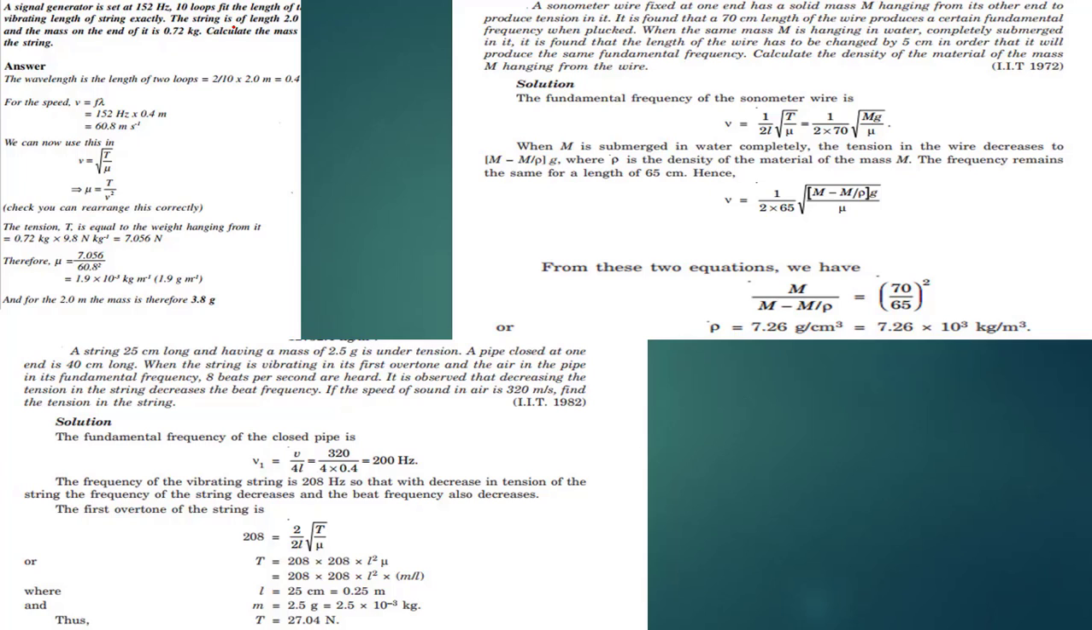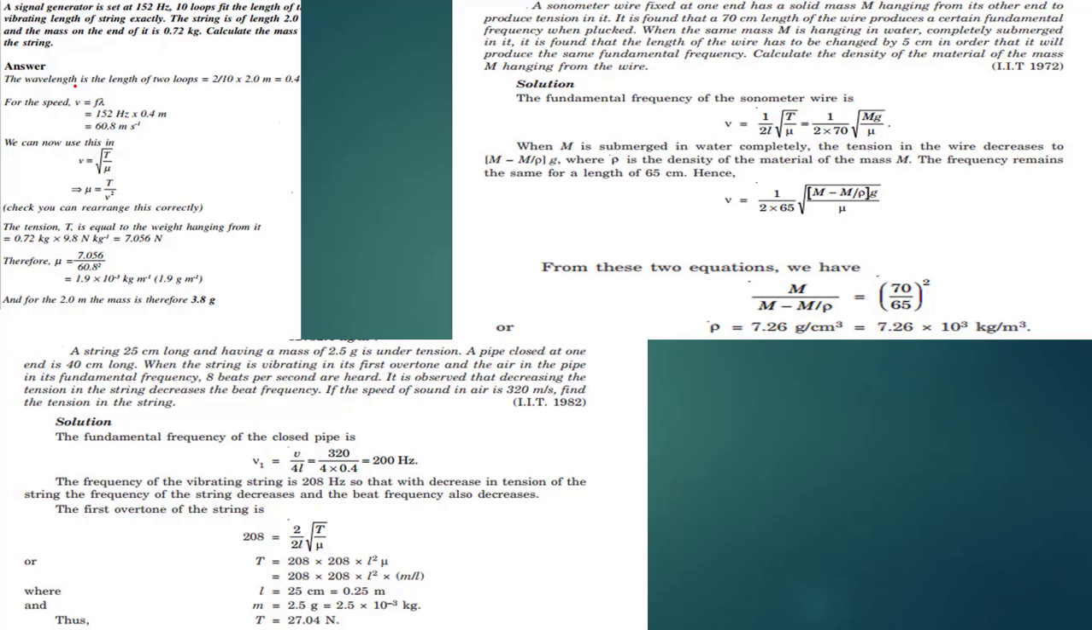So the string is exactly the length of 2 meters and the mass on the end of it is 0.75 kg. It means hapo kuna mass inaning'inia producing a tension of 0.75 times g, times gravity, okay, to get the tension, the weight. Calculate the mass of the string. So hapa nataka utafute mass per unit length, na kwa kutumia length unaweza kupata mass ya string.